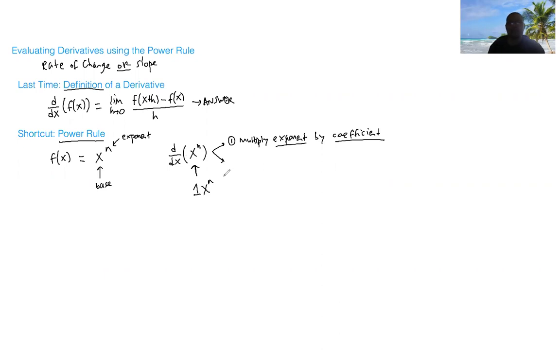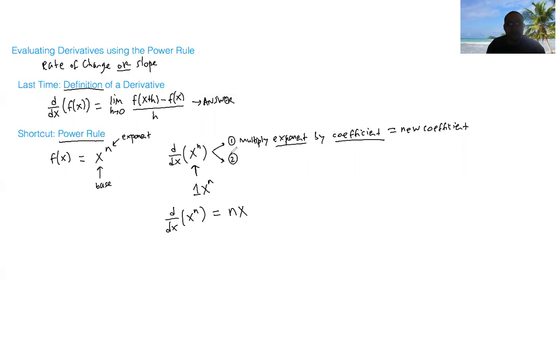And so what you're going to do is multiply your exponent by your coefficient. That's going to give you your new coefficient. Okay? And so let's do this. D over dx of x to the n is equal to n. N times 1 is your new coefficient, so that's just n. Your x stays there, right? The variable, or the base, sorry, stays.